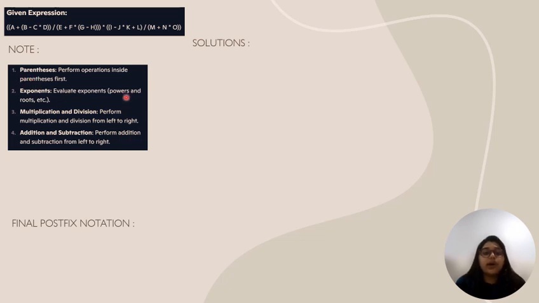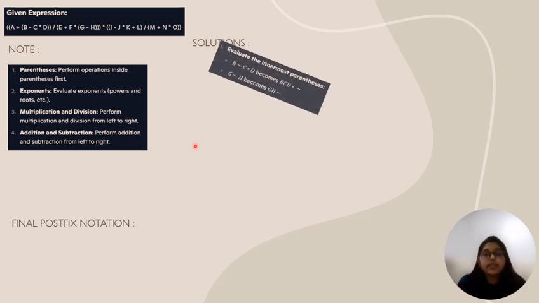If you don't have any powers and roots, just immediately move on to the ones with multiplication and division. And always remember to perform your operations from left to right. Once you've completed the multiplication and division, the remaining bits will be addition and subtraction. Now let's look into the solutions for this expression.